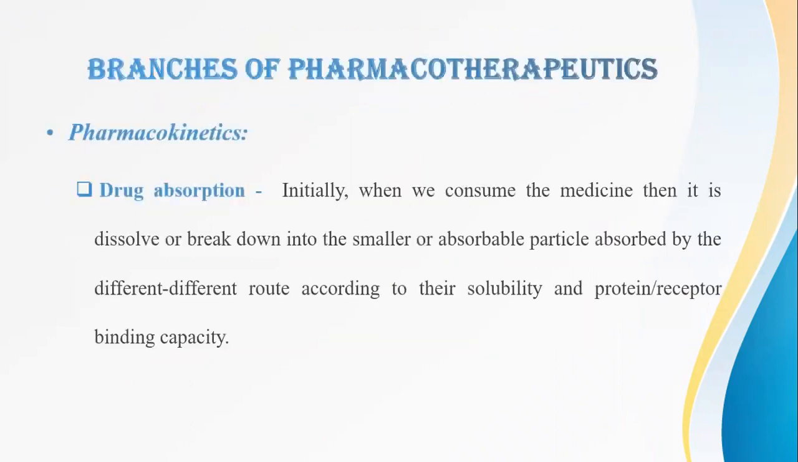The branches of pharmacotherapeutics include pharmacokinetics and pharmacodynamics. Pharmacokinetics is what the body does to the drug, and pharmacodynamics is what the drug does to the body. So pharmacokinetics includes drug absorption, distribution, and elimination. Here we are going to see about absorption.